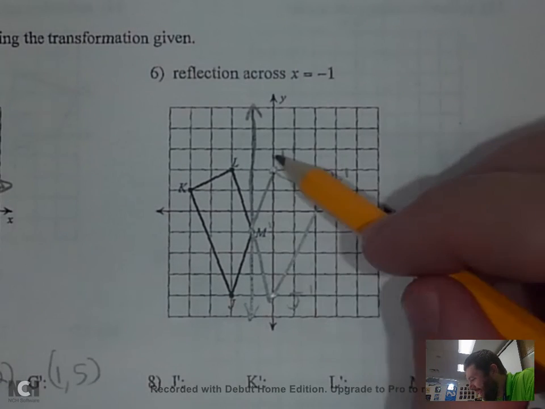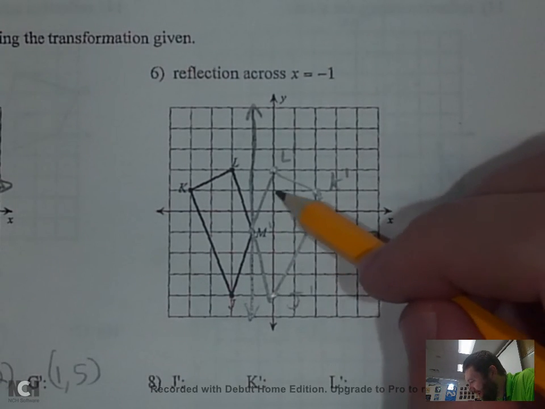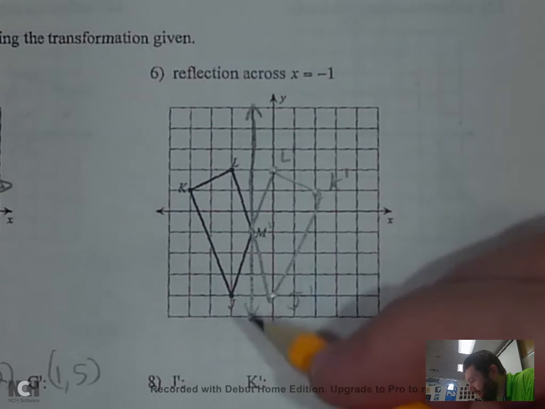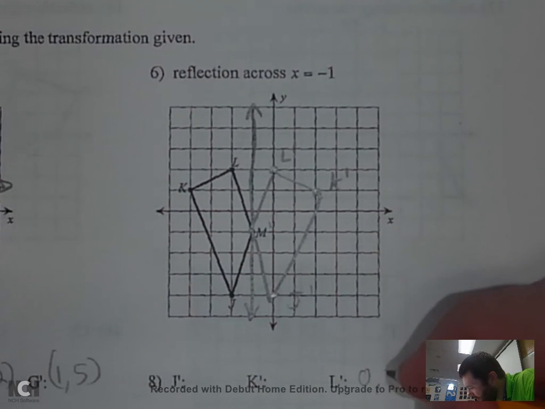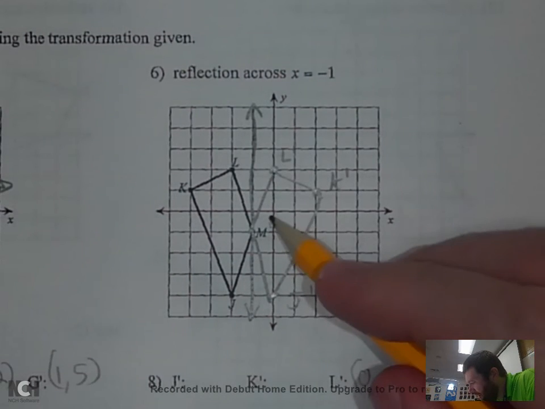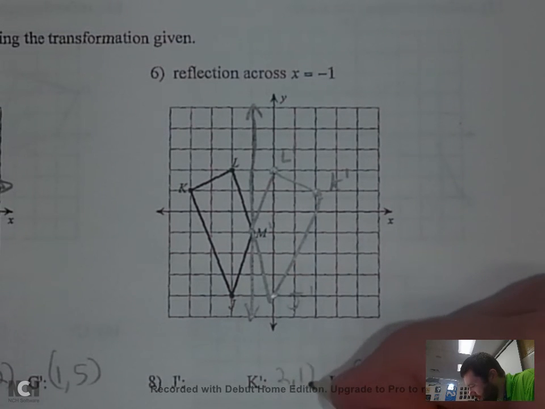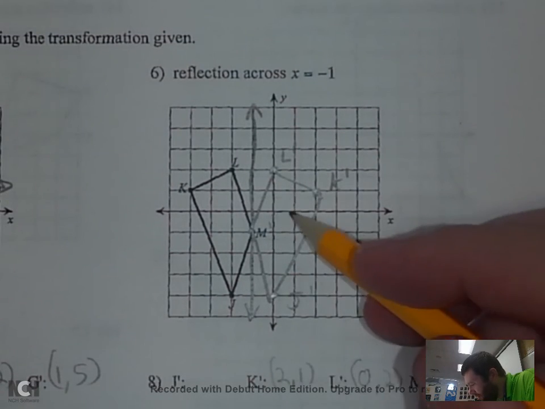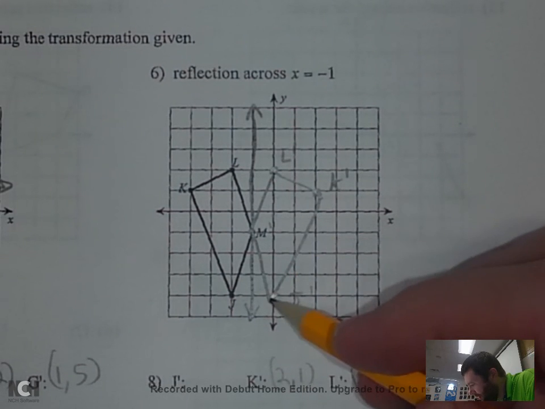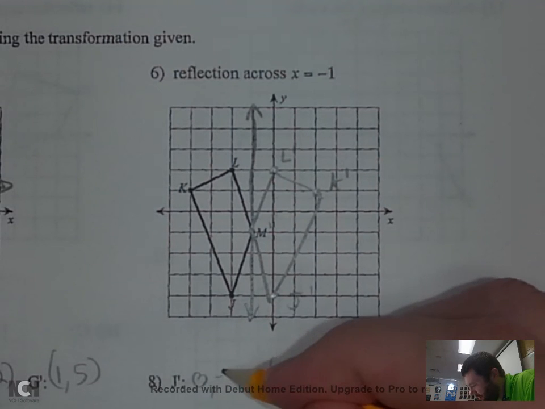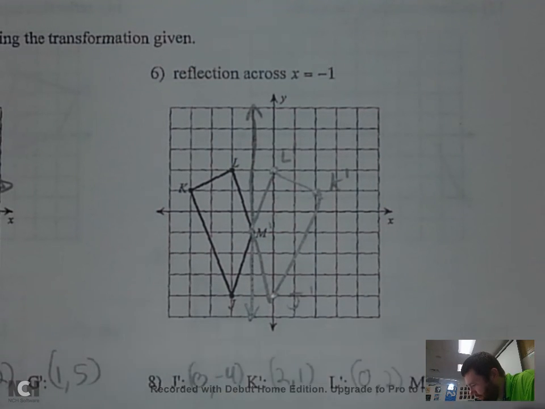So L is right here on the y-axis, right? So it'd be 0, 2. So L prime is 0, 2. K prime is 2, 1. And J prime is 0, negative 4. 0, negative 4. And that is reflections. Okay?